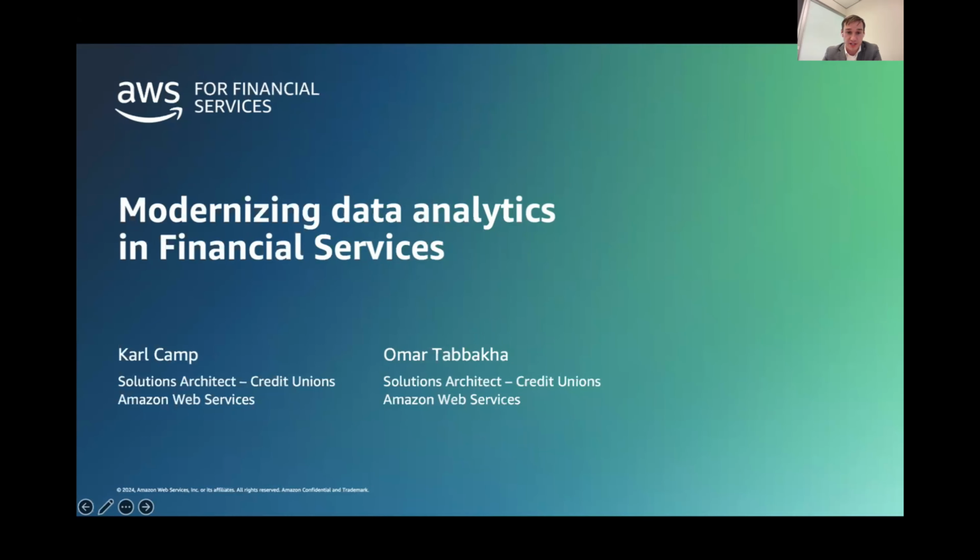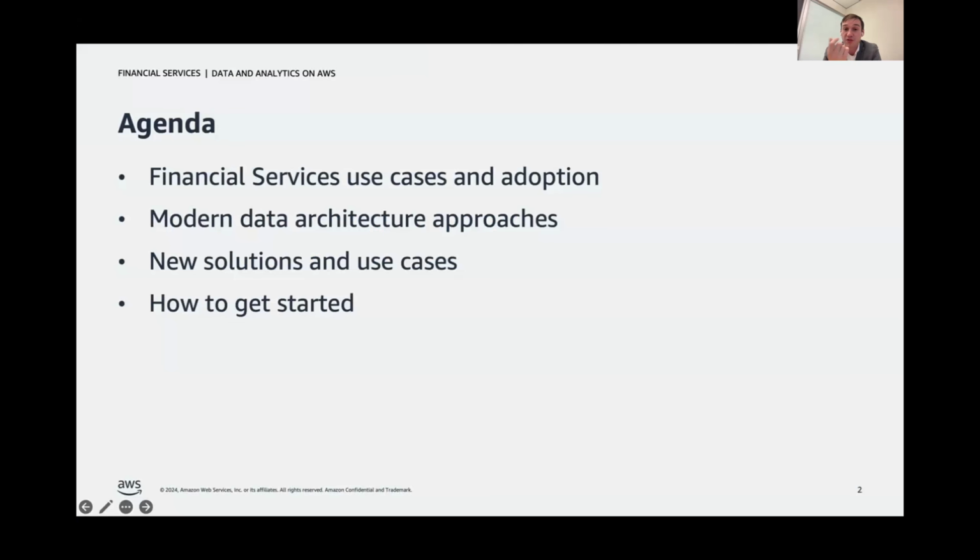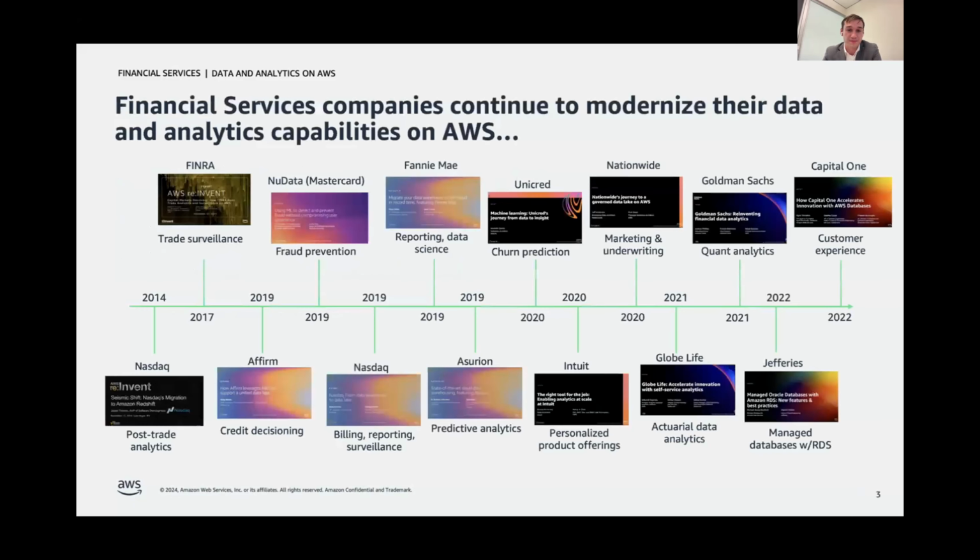And so as part of this presentation, we are going to take a look at the use cases where financial services organizations have adopted technologies and strategies to modernize their data. Next, we will explore a couple of modern architectural approaches at a high level and the benefits of each of them. Next, we'll explore some new solutions and the specific use cases that they solve. And then finally, we'll address how you can get started using AWS technologies to start modernizing your data platform today. And so with that, let's get started.